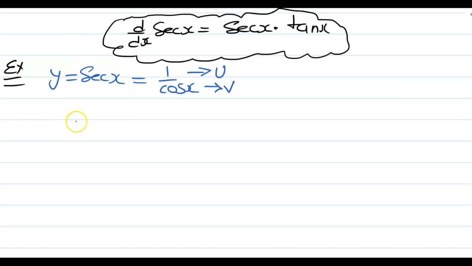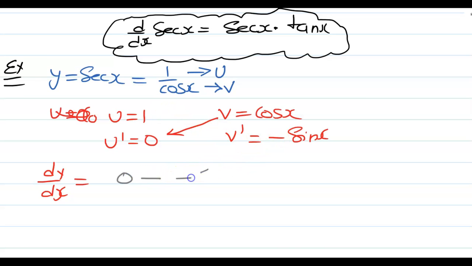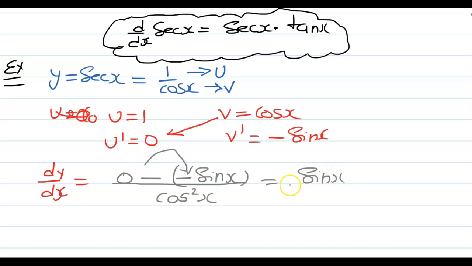So let's start. If u is 1, then u dash will be 0, and if v is cos x, then v dash, differentiation of cos x, is minus sin x, right? Now we need to start from this side. So dy over dx will be equal to: if you multiply 0 with cos x, it will be 0, then minus sign, and 1 times minus sin x will be minus sin x, divided by v squared, which is cos square x. So this minus and minus turn into positive: sin x over cos square x, and cos square x we can write as cos x times cos x.